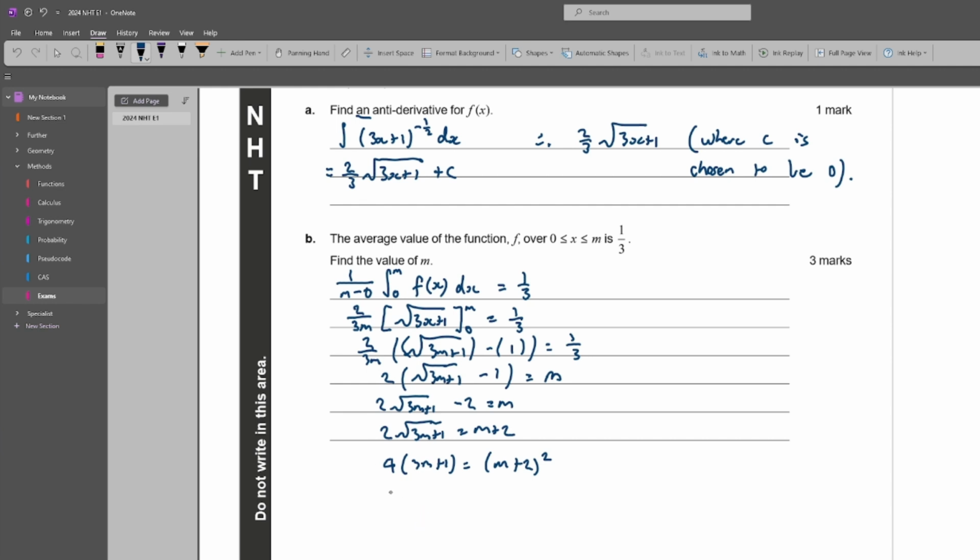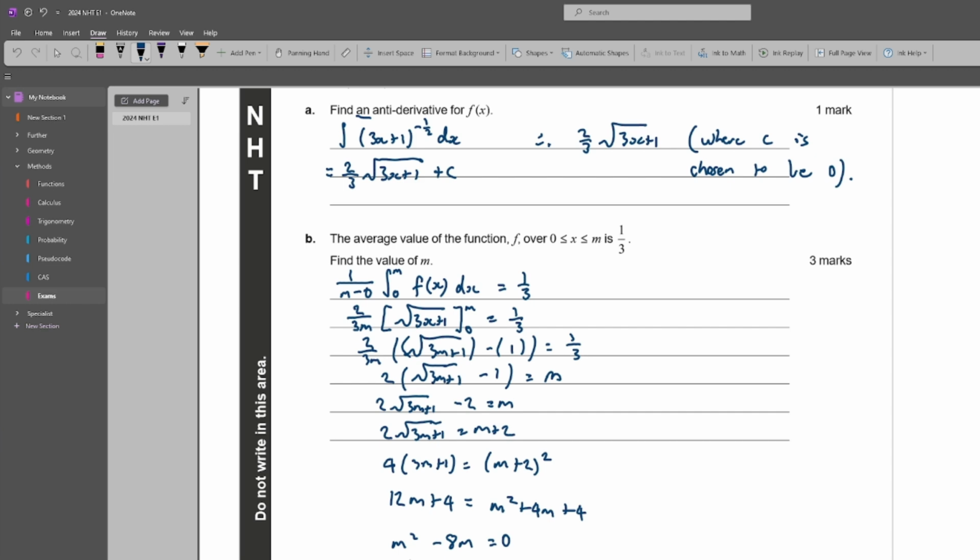Expanding, 12m plus 4 equals m squared plus 4m plus 4. M squared minus 8m equals 0. Factorize out a common factor of m. M times m minus 8 equals 0. Therefore, m equals 0, or m equals 8.